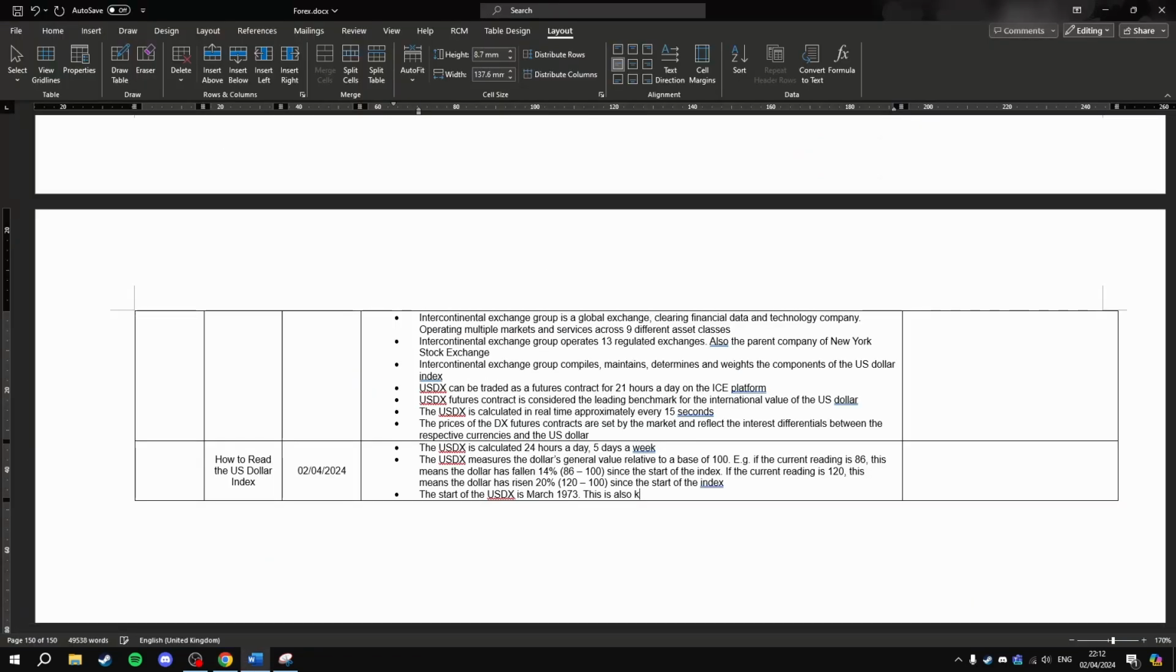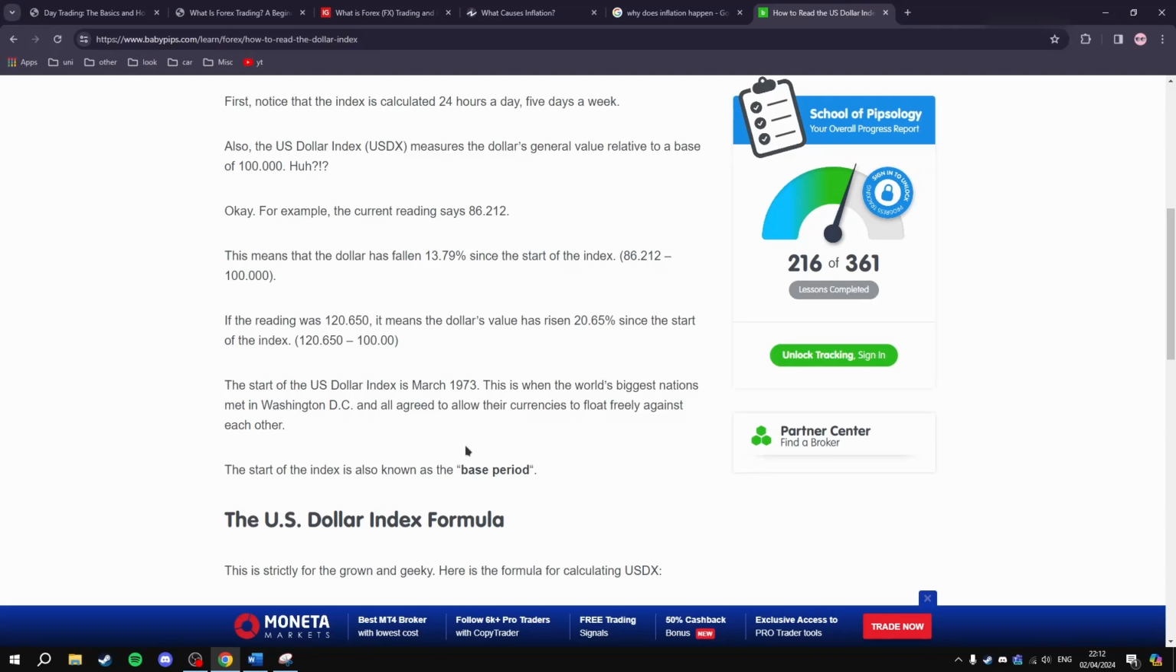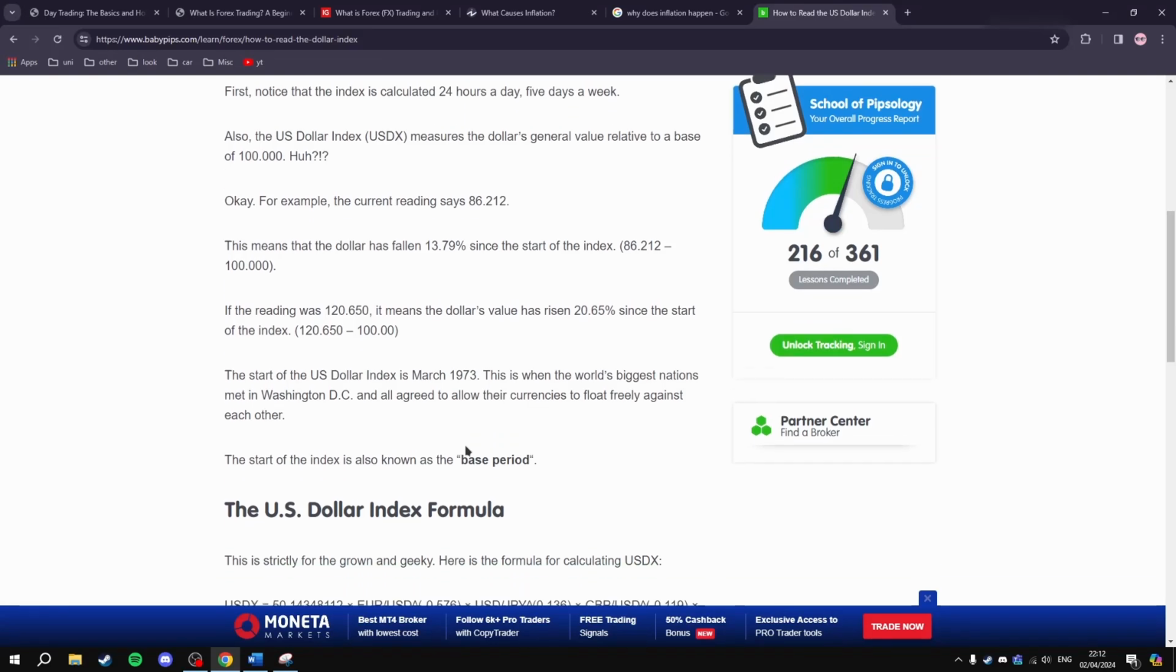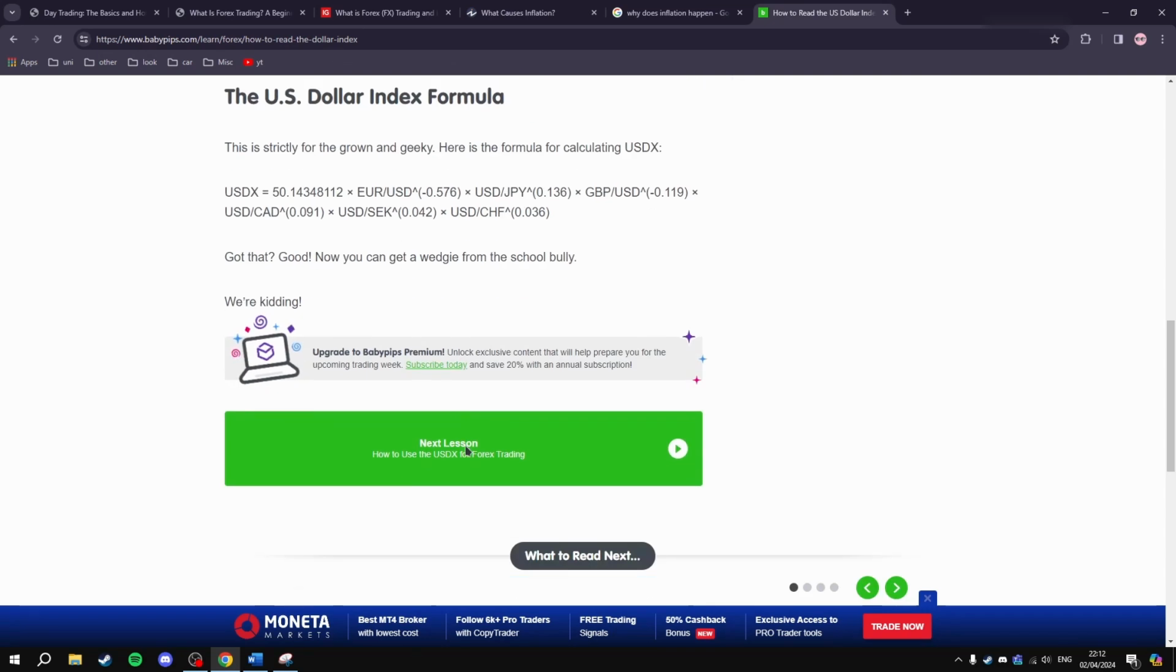Also known as the base period. The US dollar index formula. This is strictly for the grown and the geeky. Here's the formula for calculating the USDX.